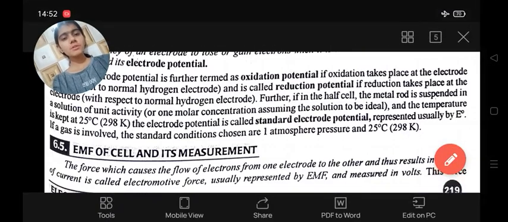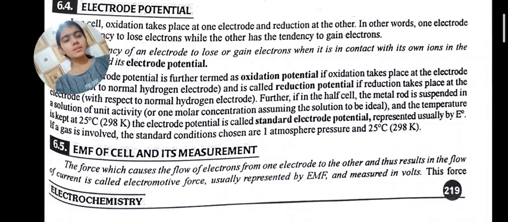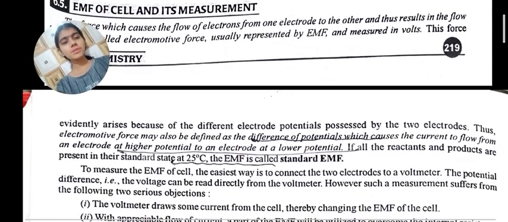EMF of cell and its measurement. The force which causes the flow of electrons from one electrode to the other and thus results in the flow of current is called electromotive force, usually represented by EMF and measured in volts. This force arises because of the different electrode potentials possessed by the two electrodes. Thus, electromotive force may also be defined as the difference of potentials which causes the current to flow from an electrode at higher potential to an electrode at lower potential.